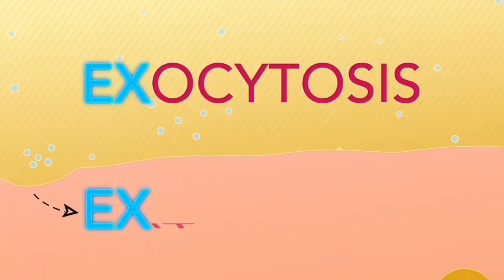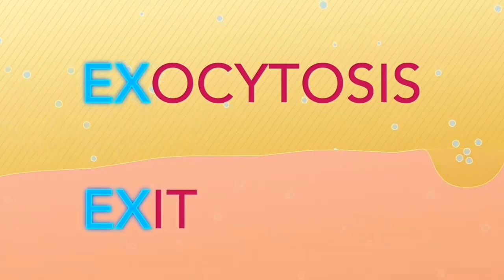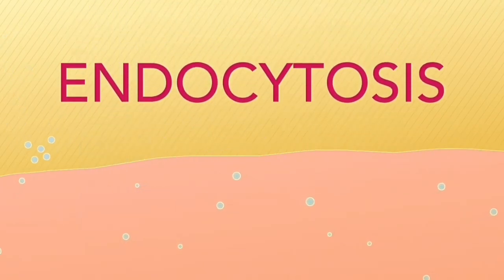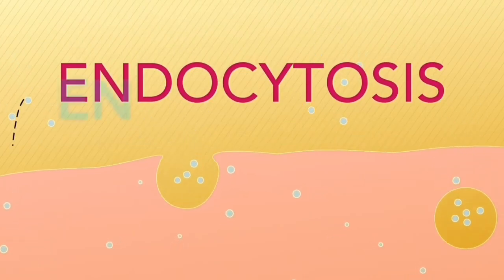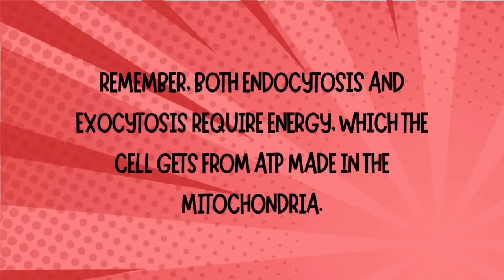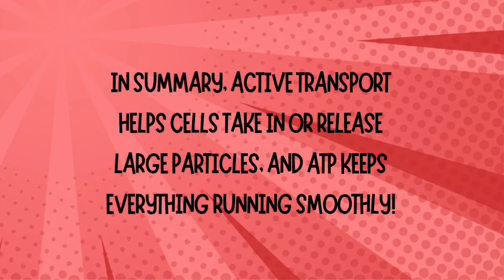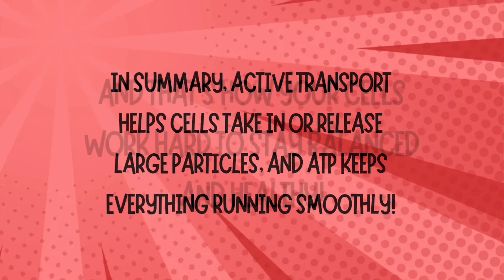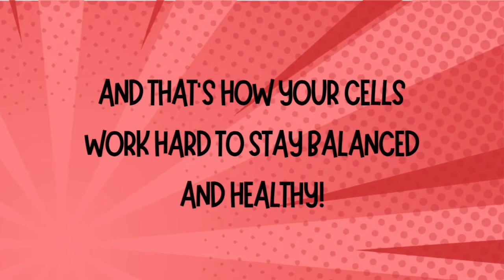Here is a simple trick. Exo sounds like exit, so exocytosis means exit the cell. And endo sounds like enter, so endocytosis means enter the cell. Remember, both endocytosis and exocytosis require energy to be able to work, which the cell gets from ATP made in the mitochondria. In summary, active transport helps cells take in or release large particles, while ATP keeps everything running smoothly. And that's how your cells work hard to stay balanced and healthy.